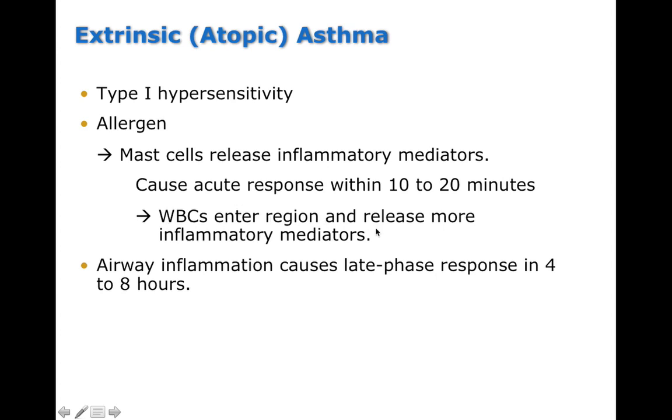White blood cells can enter the affected region, releasing more inflammatory mediators, and this can lead to inflammation that leads to a late phase response within 4 to 8 hours. But an asthma attack can be acute and chronic depending on how long the inflammation occurs for. What's important to note, though, is that asthma is a life-threatening condition. Because of this inflammation, it starts to cut off the airways, which increases resistance, and that decreases airflow.